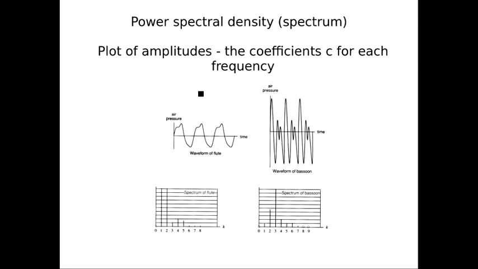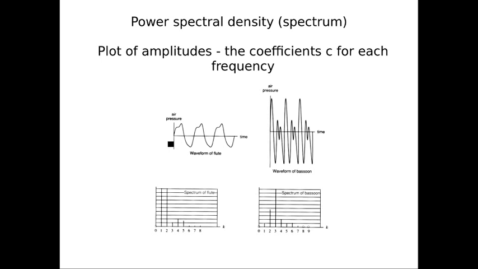Okay, so let's move on to some more real looking signals. As I mentioned before, what we usually plot from the Fourier transform is the power spectral density, also called the spectrum. And this is basically the amplitudes of the coefficients for each frequency in the Fourier series.